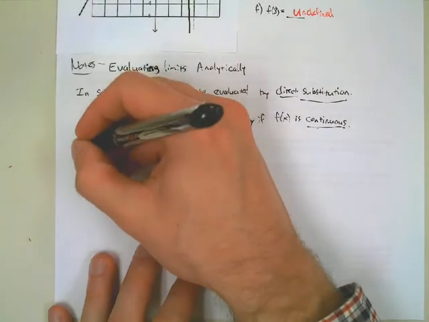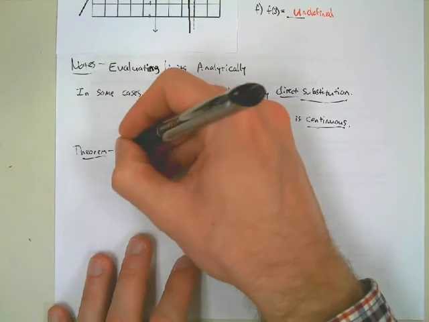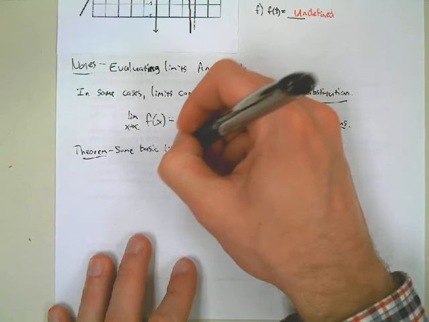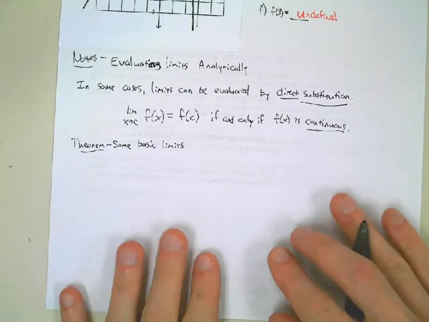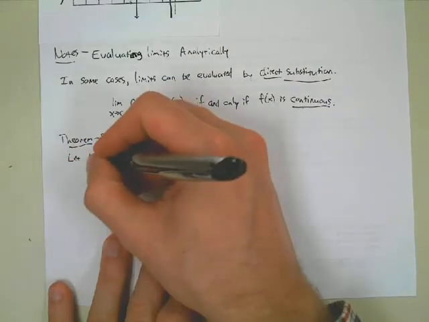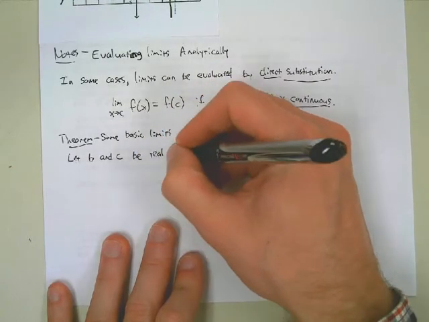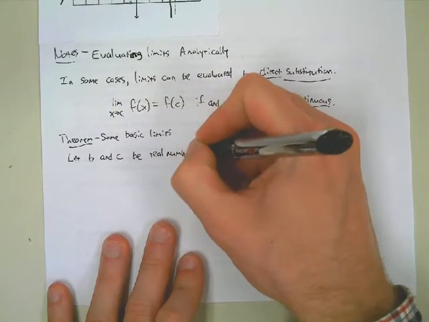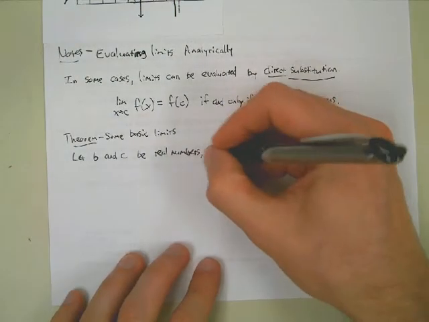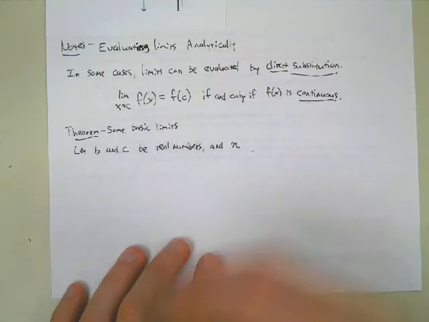All right, so let me show you some basic limits. And this is a theorem. These were proved by somebody smarter than I. So we'll look at some basic limits. We're going to let b and c be real numbers, and n be a positive integer.